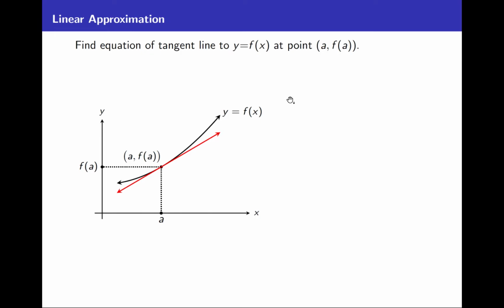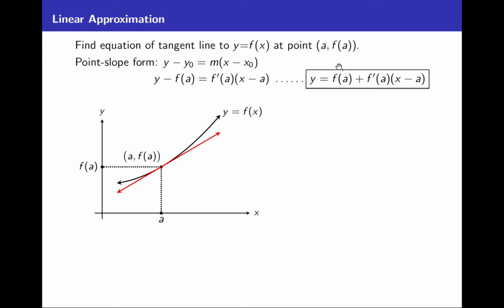And the way we've tackled this problem in the past is we started with the point slope form, y minus y naught equals m times x minus x naught. And our point (x naught, y naught) is (a, f of a). And of course our slope m is f prime of a, the slope of the tangent line. So plugging all that information into the point slope formula gives y minus f of a equals f prime of a times x minus a. And solving for y, we get y equals f of a plus f prime of a times the quantity x minus a. This is a linear function.